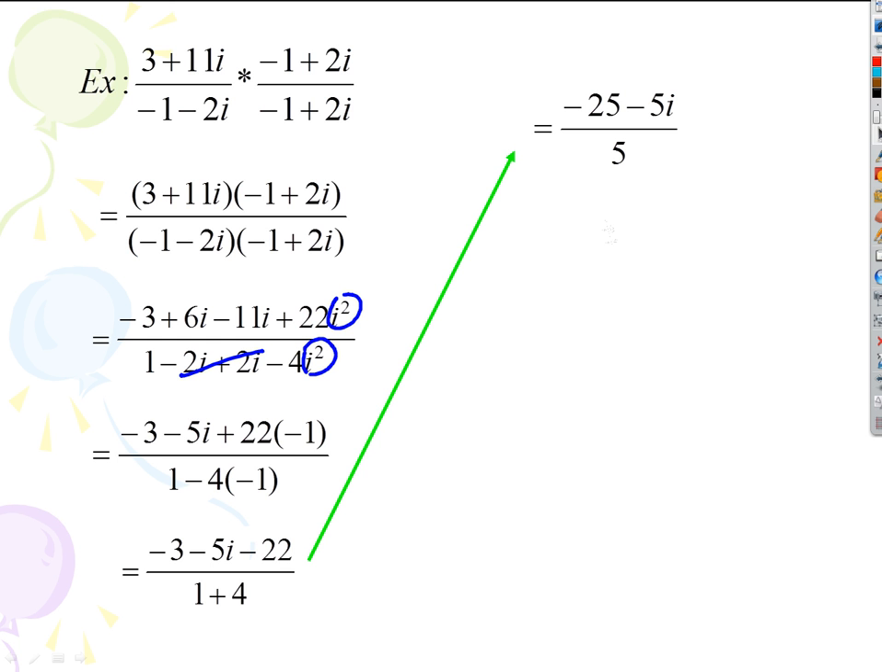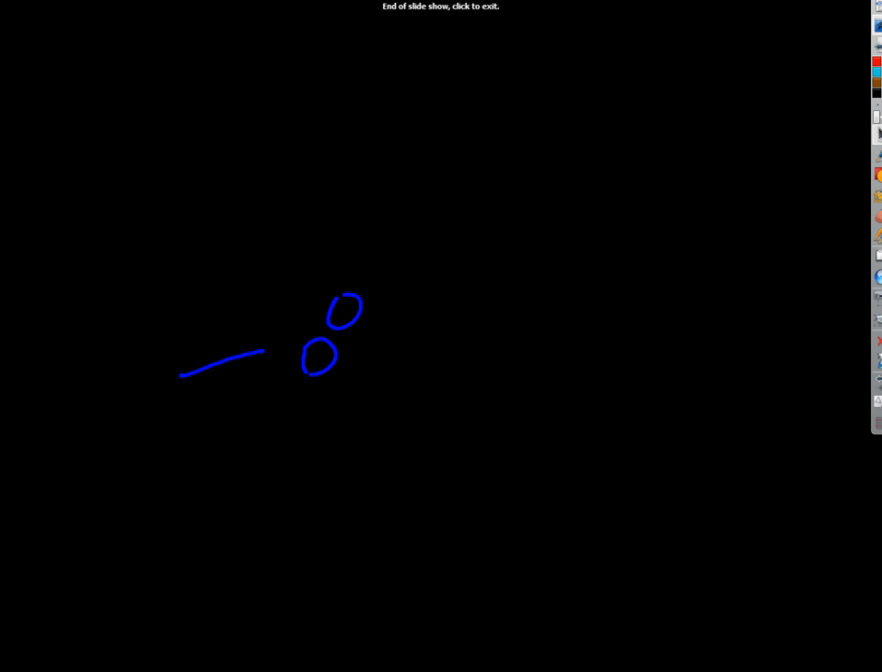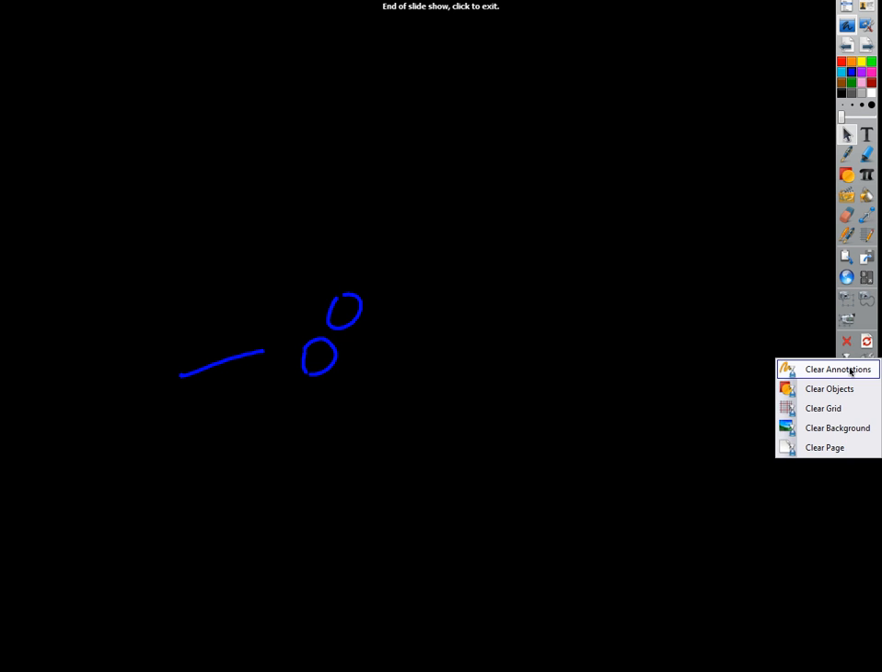They could end up being fractions. Negative 25 over 5 just becomes negative 5, and the 5's cancel here, and I just get negative 5 minus i. But those could have been fractions. That's fine. Fractions are numbers. And that's our answer. Okay? All right. So that's what you're going to be doing on the assignment. Not really a big deal.